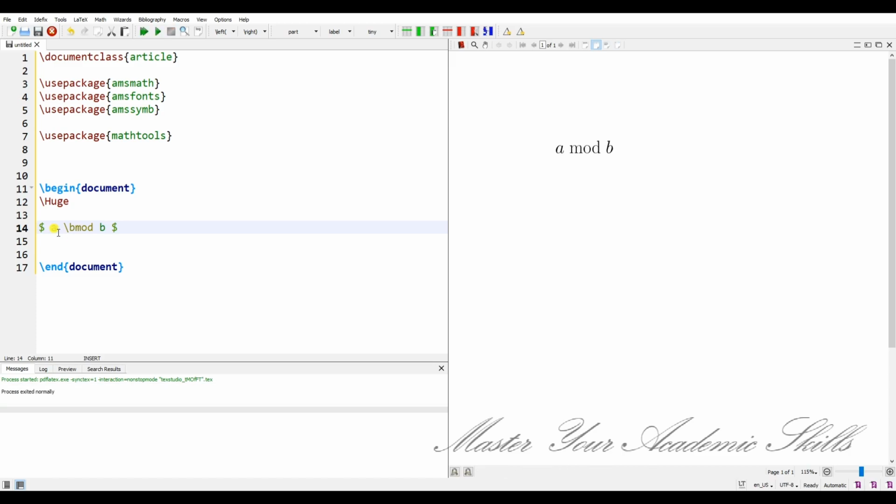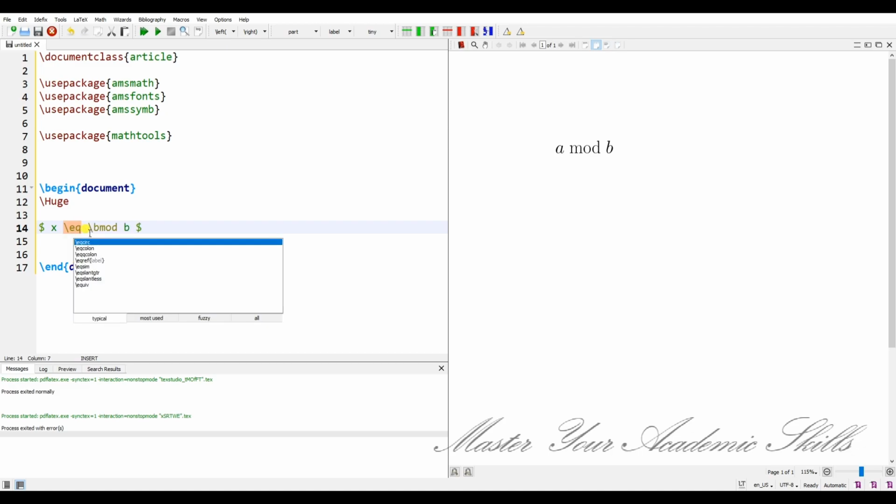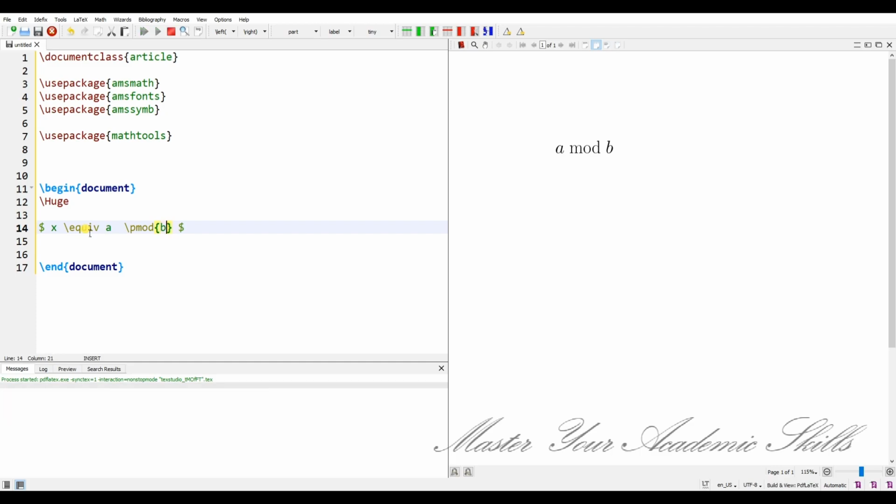And another one is pmod. Let me show you. For example, x is equivalent, for equivalent we have the command equiv, to a by pmod of b. Pmod has an argument b. Let me compile it. Yes, x is equivalent to a mod b. This is for the modular operator.